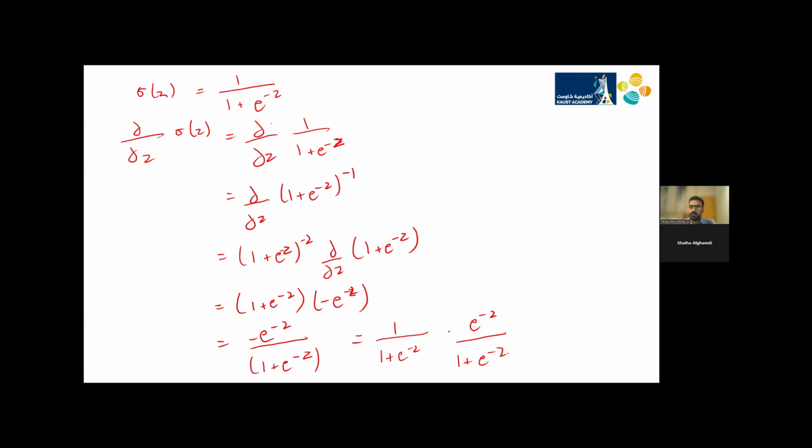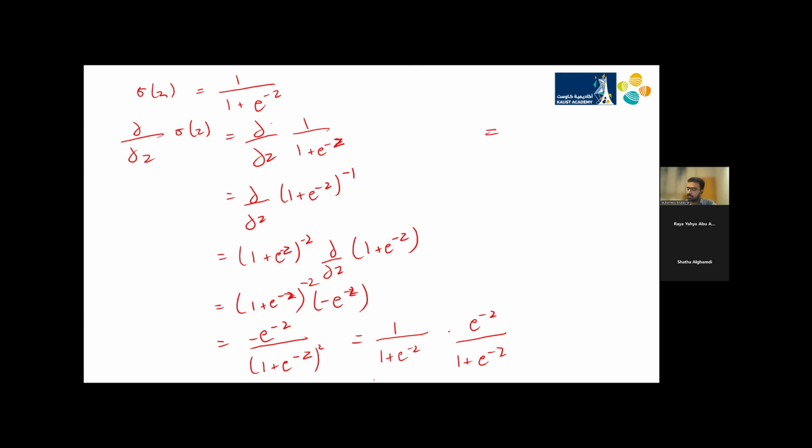You dropped a couple of powers. It should be 1 plus e to the power minus z, squared here. Yes, yes. And it should be minus 2 here. Perfect. Everyone good? Okay.